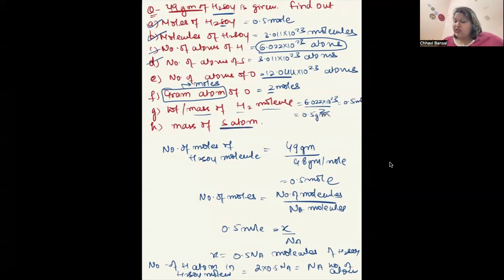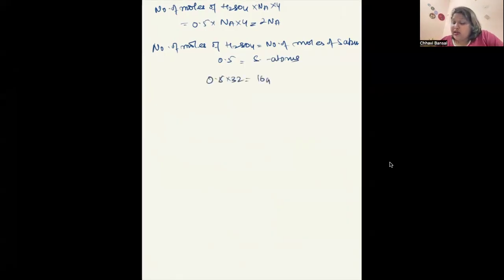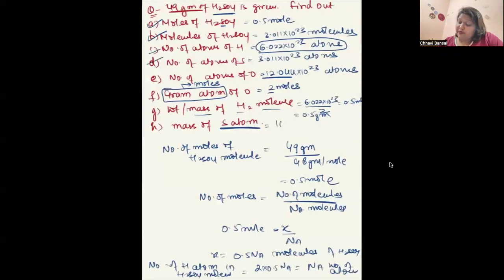Fine. Mass of sulfur atom. Now, number of moles of sulfur atom is how much? We have this much number of moles of H2SO4, which should be equal to number of moles of sulfur atom, right? Which is 0.5. So the moles of sulfur atom, 1 mole is 32 gram. So 0.5 into 32, that is 16 gram of sulfur atoms. Clear? Is this clear? This is really, really important and an easy concept to understand.